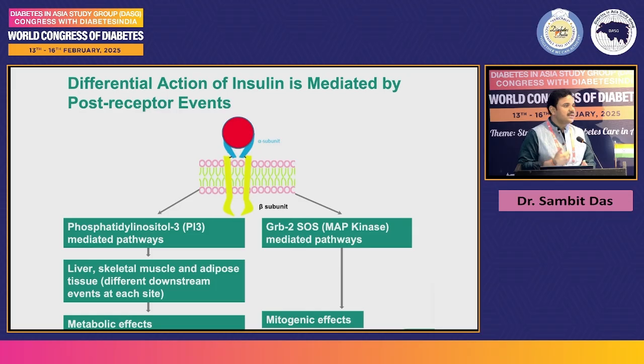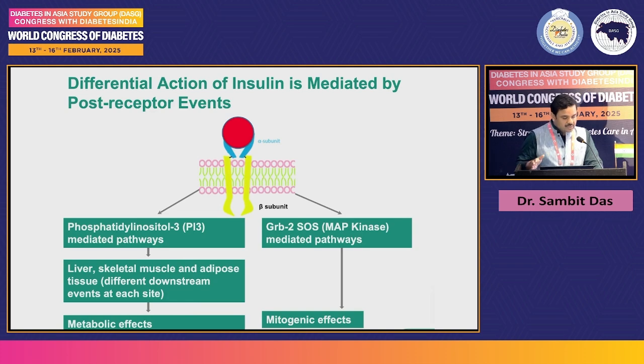For example, once insulin binds to the alpha subunit, which is extracellular, it activates the post receptor pathway through the beta subunit. And there are majorly two pathways. One is the PI3 kinase pathway, which you can see on the left side, and the other is the MAP kinase pathway, which you can see on the right side. In health, once insulin binds to the insulin receptor, the PI3 kinase pathway is the most active one, and it activates liver, skeletal muscle and adipose tissue insulin sensitivity, and that is responsible for all the metabolic effects of insulin action.